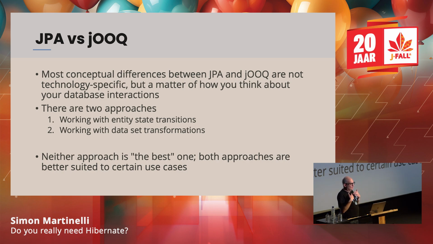It's the way how you look at the data or how you look at the objects that you are using to work with the data. So if you look at JPA with Hibernate, for example, what you will do is something that I call entity state transition. That means you load entities or you load data and they will be transformed in objects, and then you work with these objects.